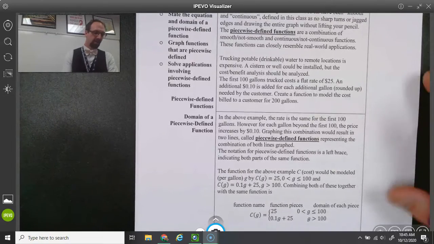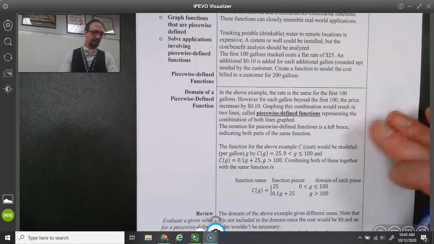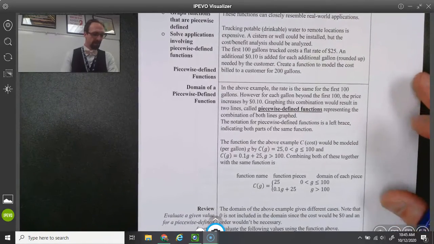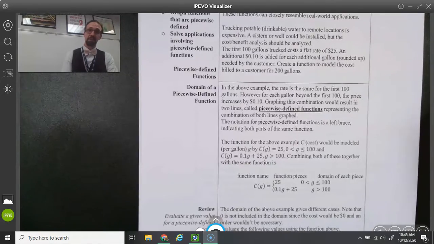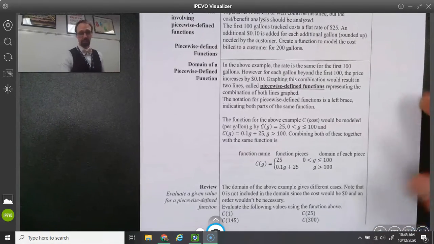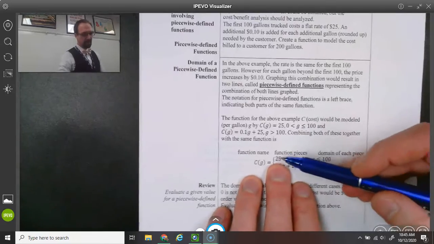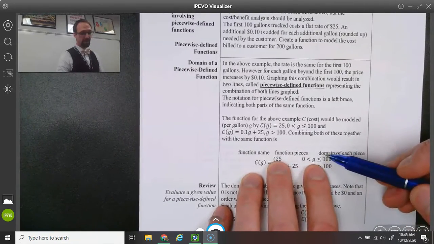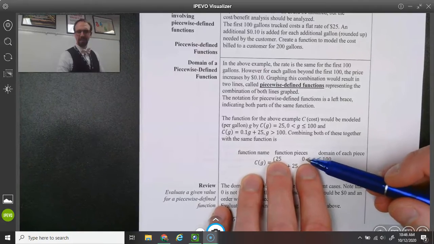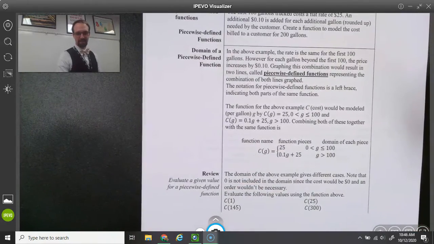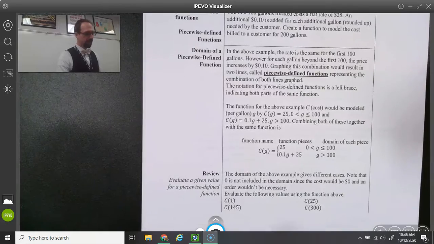And then I gave you the question: create a function to model the cost billed to a customer for 200 gallons. So when we talk about piecewise, basically there's a certain domain, and with the domain of each piece, there is a function that goes along with it. So here, it's $25 when the gallons is between 0 and 100. I say it's not including 0 because if you're choosing 0 gallons, then it's going to be $0 and you wouldn't even make an order.